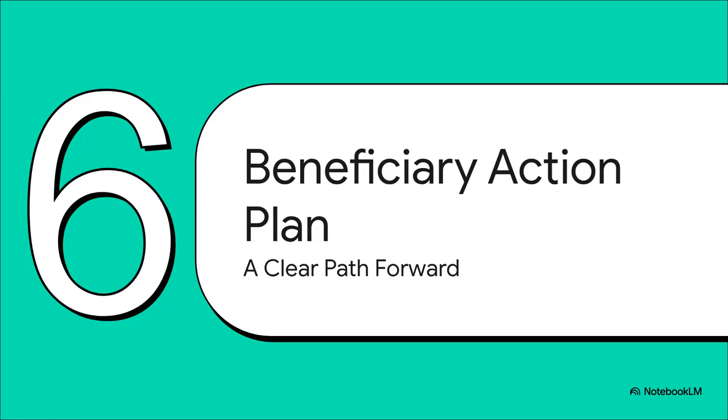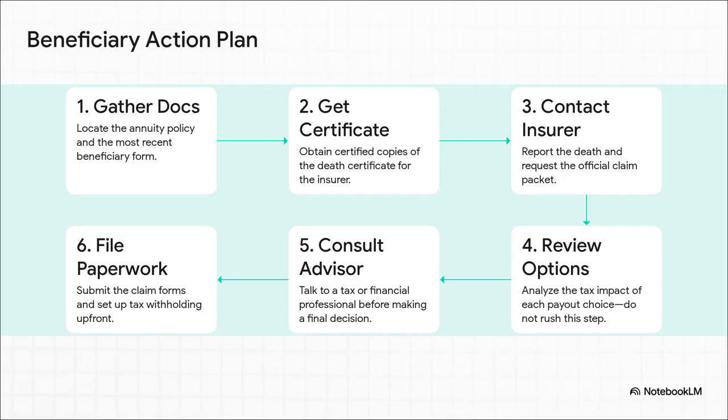Okay, so after all those warnings, you're probably wondering, so what do I actually do? Don't worry, here's a clear, step-by-step action plan for any beneficiary navigating this process. This is the playbook. Follow these steps. First, you got to gather the paperwork, the policy, the beneficiary form, get the official death certificates. Call the insurance company and get the ball rolling.